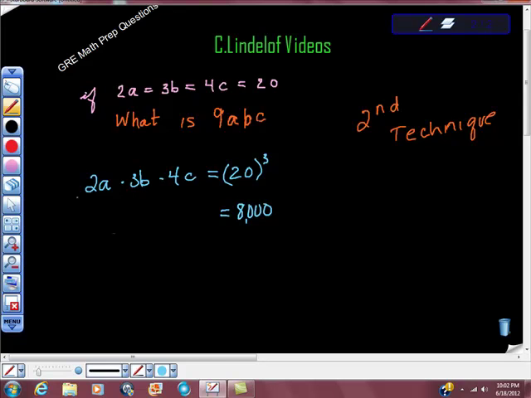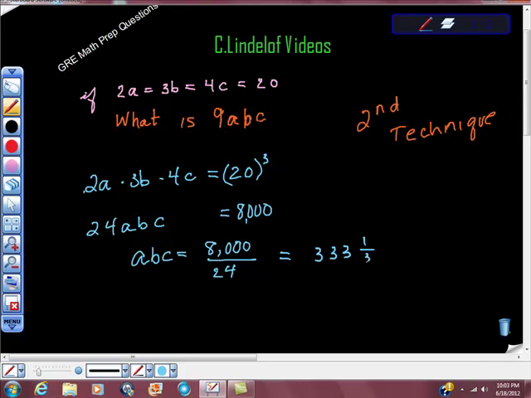And then when we multiply these out, 2 times 3 is 6, 6 times 4 is 24. And a times b times c is abc, obviously. Divide both sides by 24, and we get that abc is equal to 8,000 divided by 24. Now, this is why I would have done it using this technique, because it necessitates a calculator, for me, anyway.